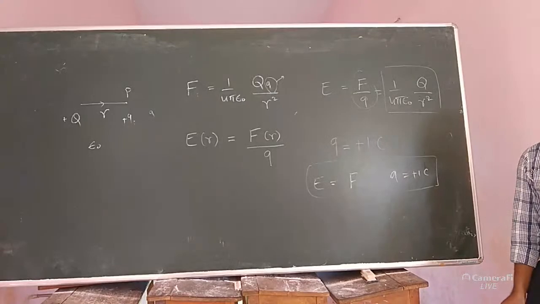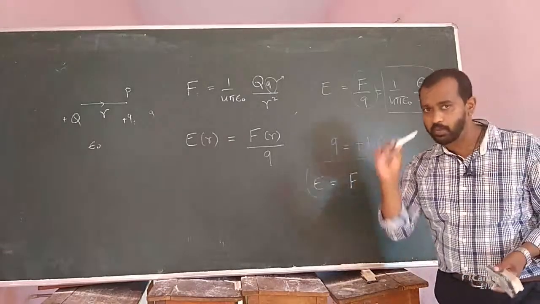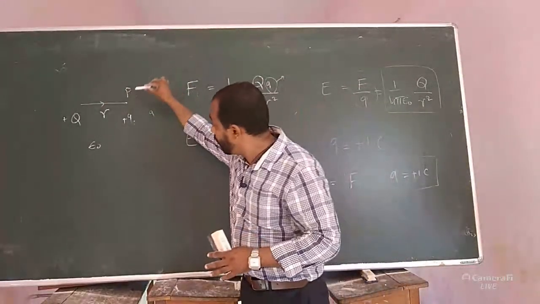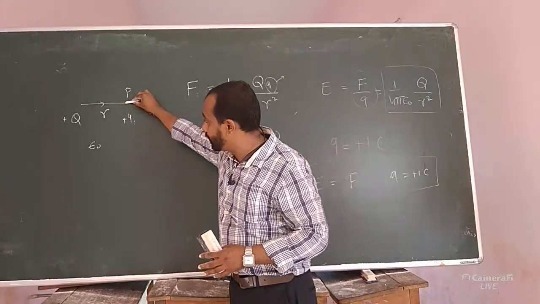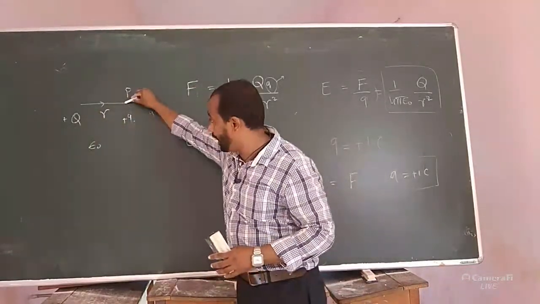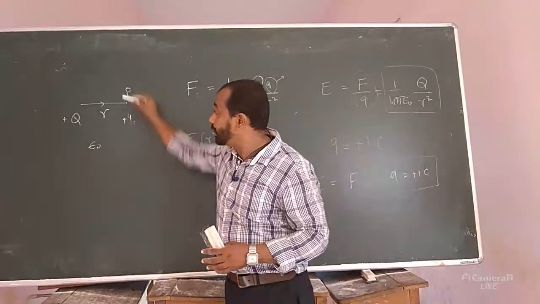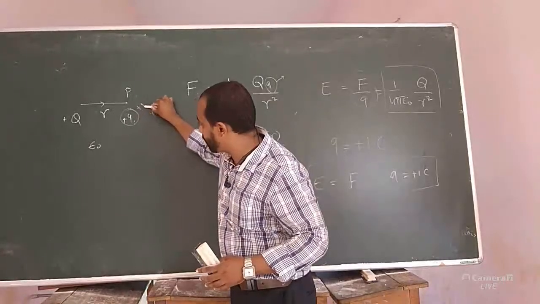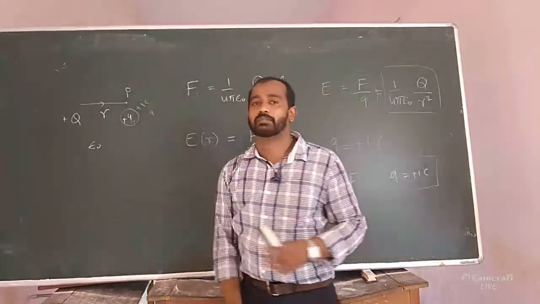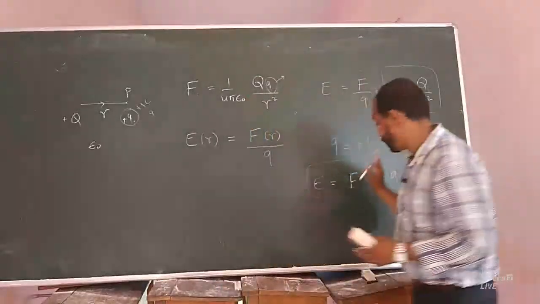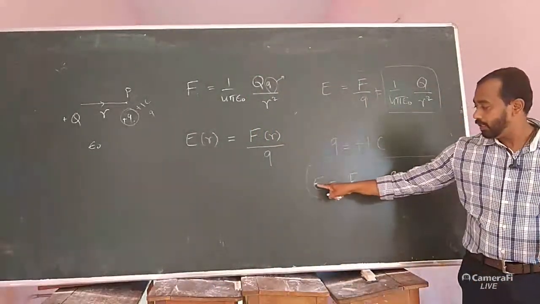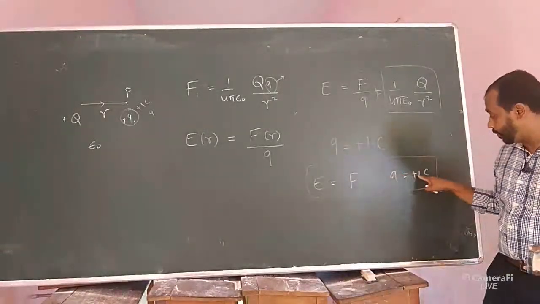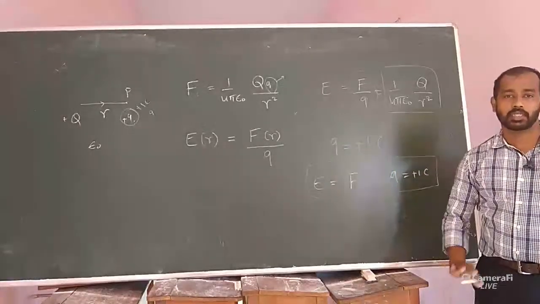Very simple. We can define the electric field at a given point only. Look at this diagram. The electric field at this point P due to Q is equal to the force experienced by the unit positive charge, plus 1 coulomb, which is placed at this position. So that's the definition of the electric field. Simple definition: the electric field at a point is equal to the electrostatic force experienced by a unit positive charge placed at that point.